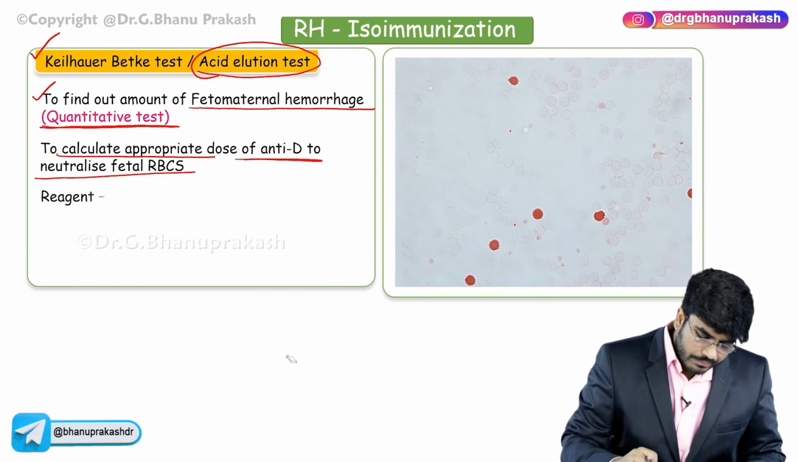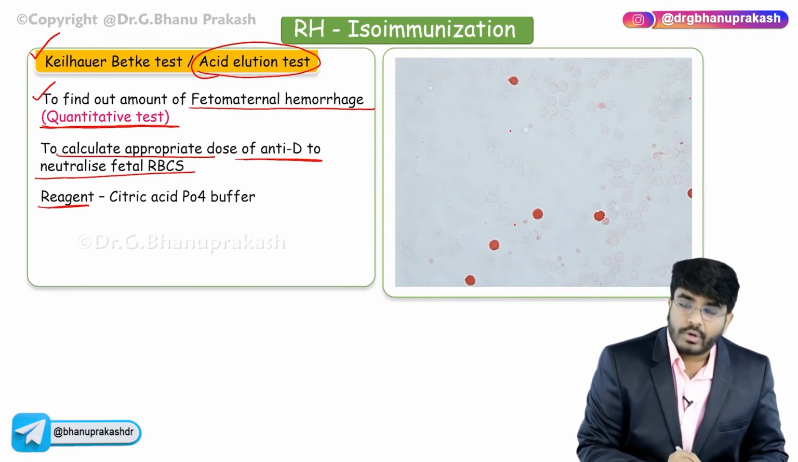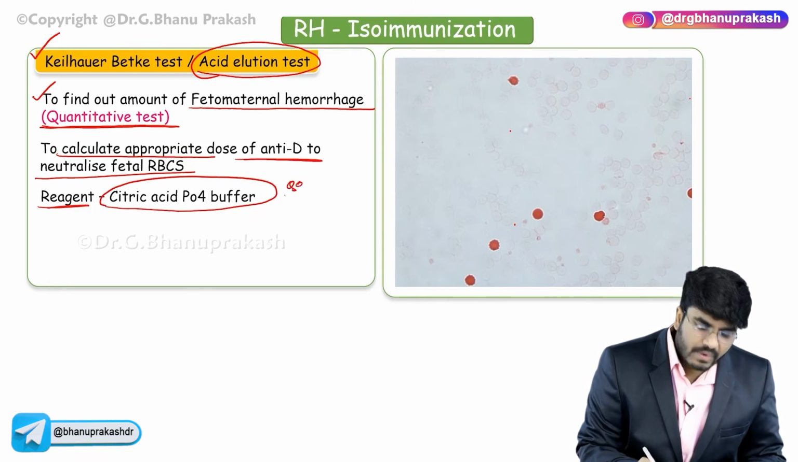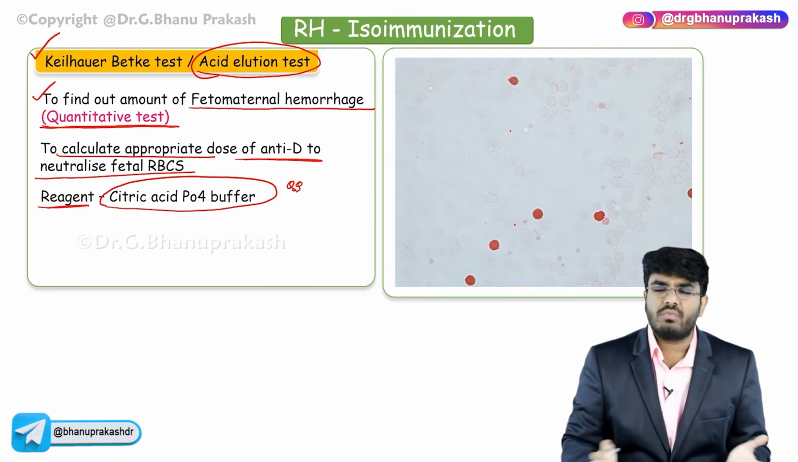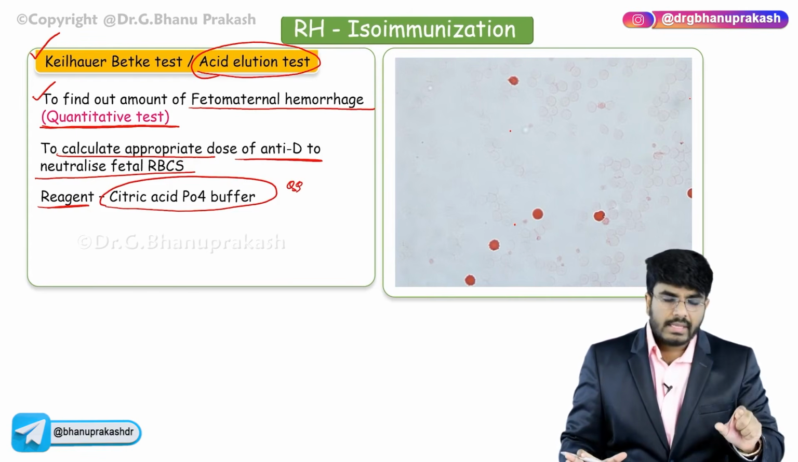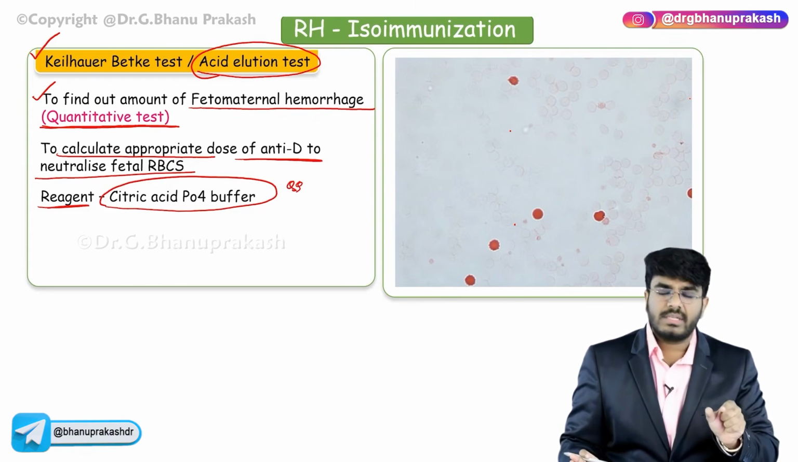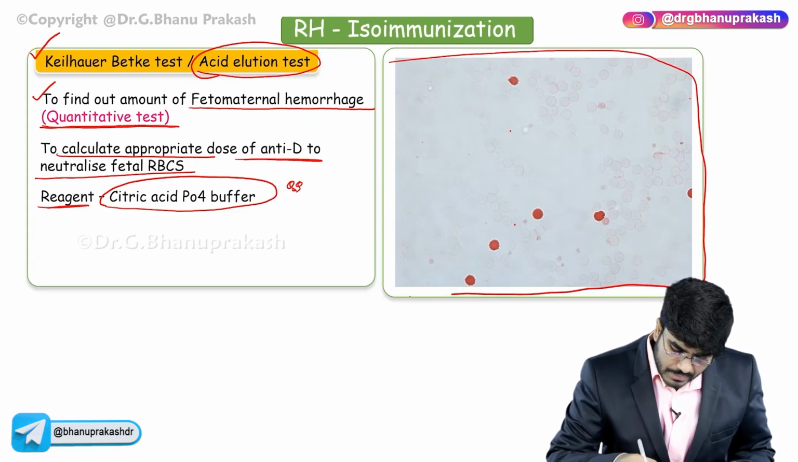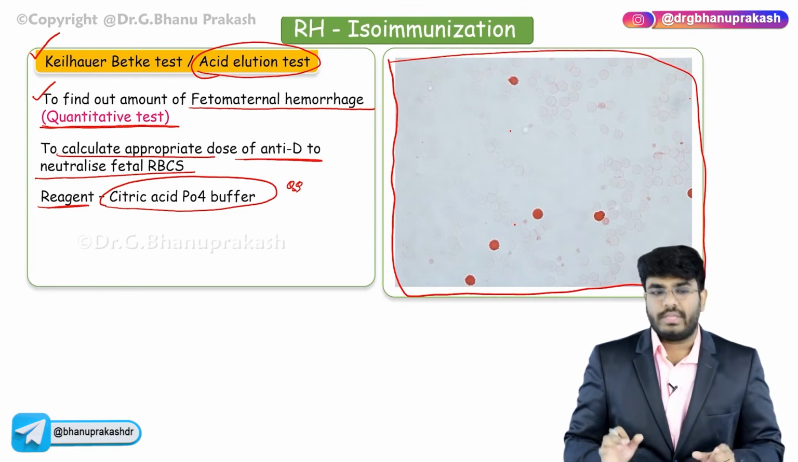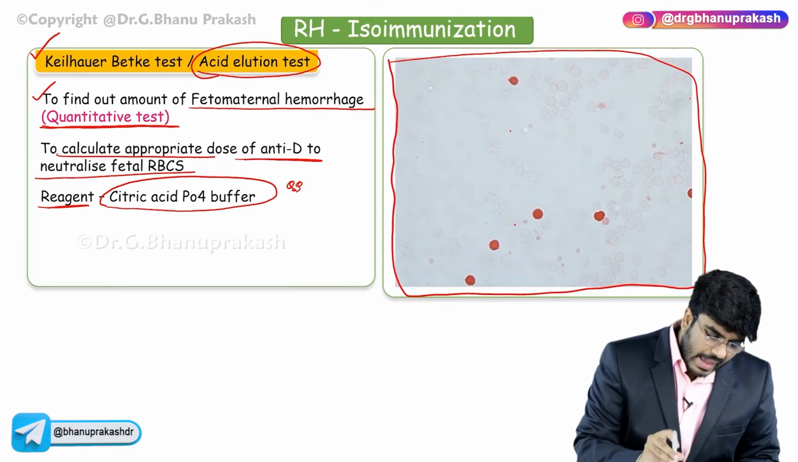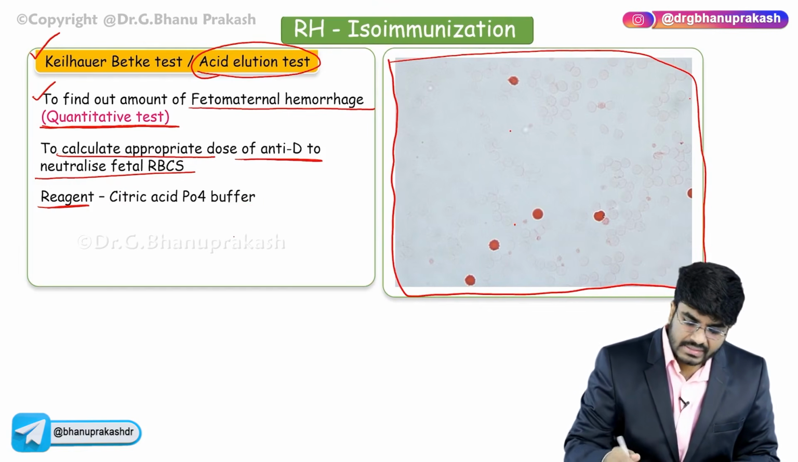Okay, now see what reagent we are going to use here. The reagent we are going to use is a citric acid phosphate buffer. Now wait, what is this reagent? What is all this stuff? Simply, the test is very simple. Take the maternal blood. Okay, this is the slide with the maternal blood. Now, what are you doing? You have taken the maternal blood and put it on the slide. Add this acid, citric acid.